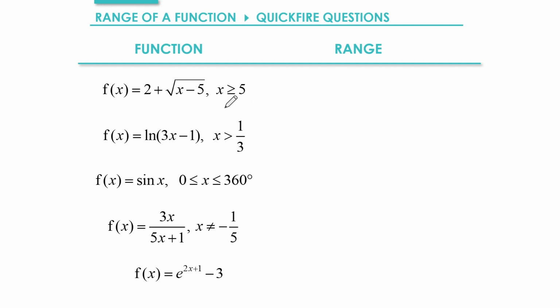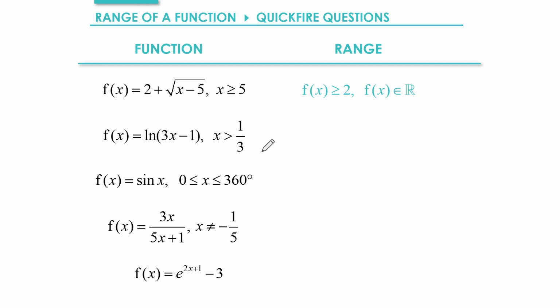Welcome back. In this first one then, we've got a square root. Square roots only have outputs of 0 or above, but then we're adding 2 to that. So 2 plus a number that's 0 or above, the minimum value we can get out is 2. And so the range therefore is f of x is bigger than or equal to 2.